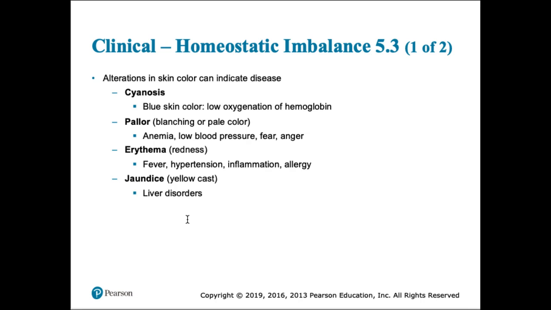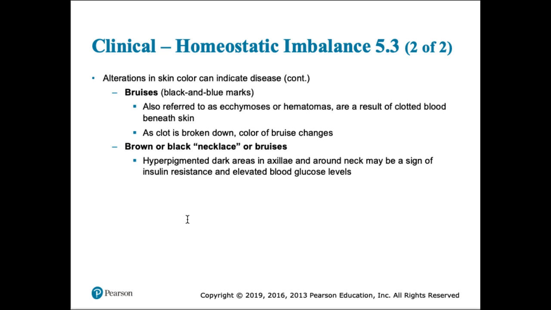There is erythema, which is redness, and that can be caused by fever, hypertension, inflammation, allergies, and so on. And there's also jaundice. That's this yellowing of the skin. You can also see the jaundice in someone's eyes when it's really bad as well. And those are indicative of liver disorders. So basically, those are some homeostatic imbalances that we can see just by looking at skin.